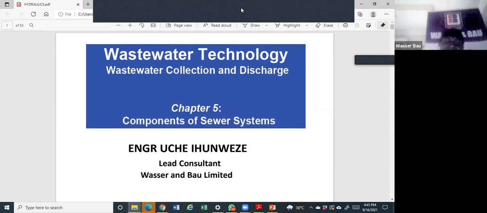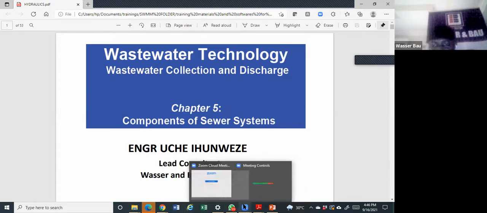I think 90-95% of the systems we have are separate systems. Storm system is different, sewer system is different. Even in our infrastructure design, we normally lay the sewer line bottommost. Then we now lay our storm line on top, and then our water line above, and then communication and all that. Okay. Any other question, please?